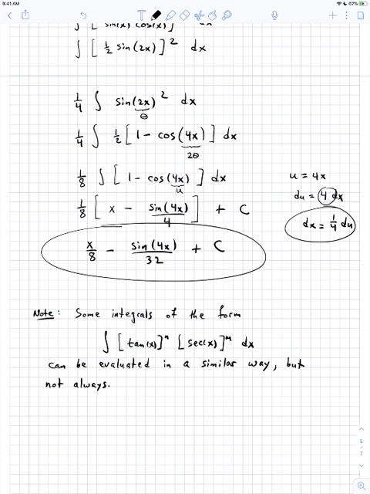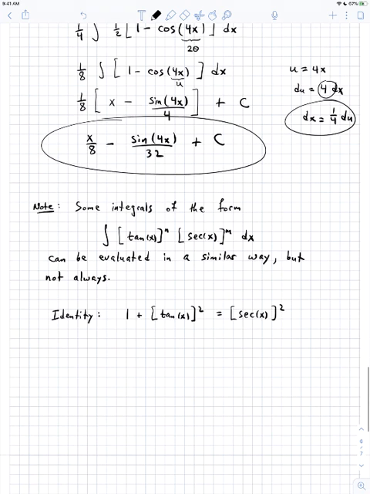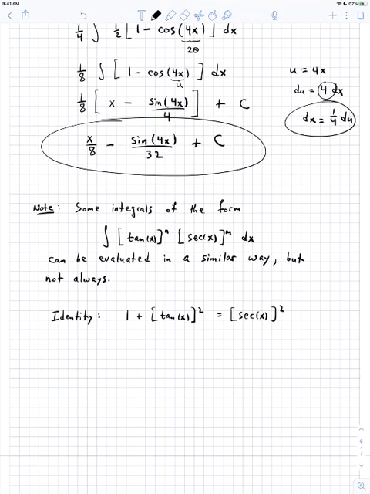The same sorts of techniques sometimes work, because there's also a Pythagorean identity for tangent and secant. In particular, we have the following identity. It's normally written like this: 1 plus tangent x quantity squared is equal to secant x quantity squared. Now you might wonder where that comes from. It comes from the original Pythagorean identity.